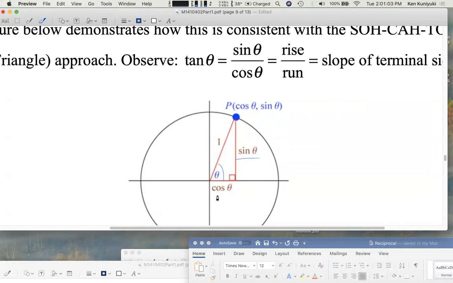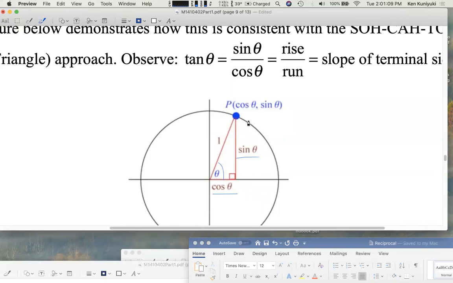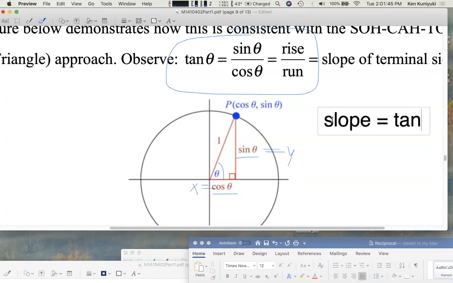Cosine of theta is adjacent over hypotenuse, so this better be cosine of theta. This intersection point has an x-coordinate equal to cosine of theta and a y-coordinate equal to sine of theta. Oh, and by the way, what's rise over run? It's slope. And what's sine of theta over cosine of theta? It's tangent of theta. Tangent of theta gives the slope of this terminal side. I'll type that in. Slope equals the tangent of theta.